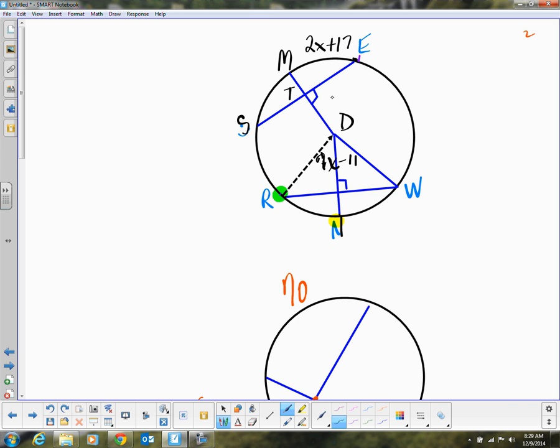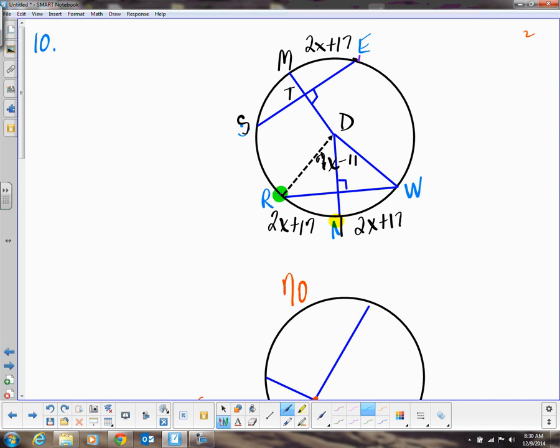If you recall, they gave us SE is congruent to RW, so then ME equals RN. ME is equal to RN, meaning this is 2x plus 17. What else? And then it's equal to W. So that's 2x plus 17. So now what equation do you write? 2x.